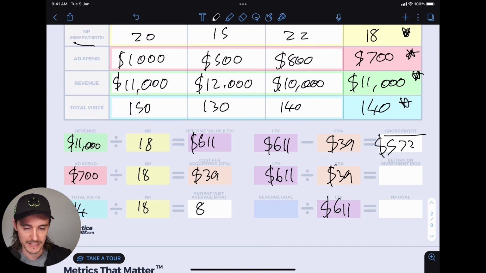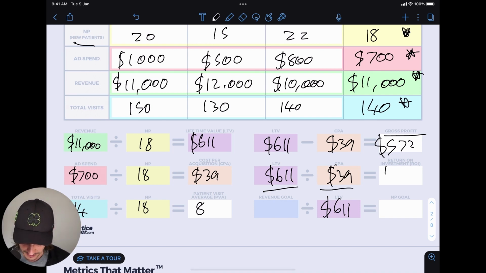So the next thing we want to look at is my lifetime value of $611, and this time I want to divide it by 39. The reason we divide it is we say, if I spend $1 and I make $5, what does that look like in terms of percentage? What percentage return am I getting? In that case, it'd be 400% profit, 500% overall. So if we divide these numbers together, we get 16. So 39 divided into 611 gives us a 16 times ROI.